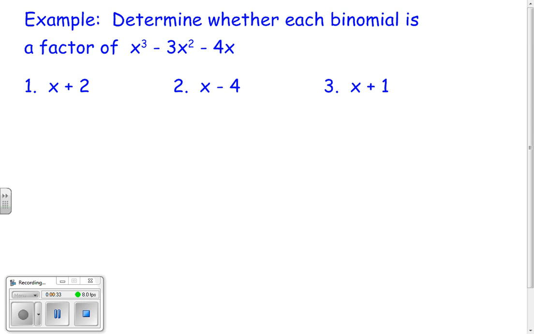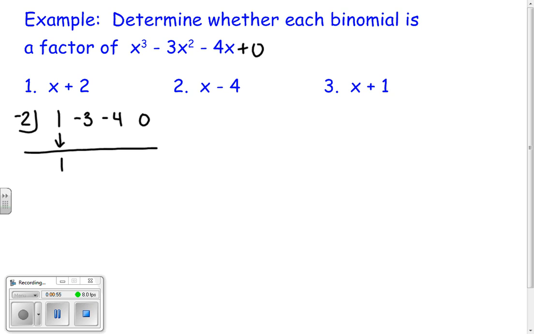So if you take a look at the first example, that cubic, x cubed minus 3x squared minus 4x, is to be used for all of 1, 2, and 3. I'm going to take a second and put a plus 0 there because it's missing a constant. So in number 1, negative 2 will go in my half box. My coefficients are 1, negative 3, negative 4, and 0.